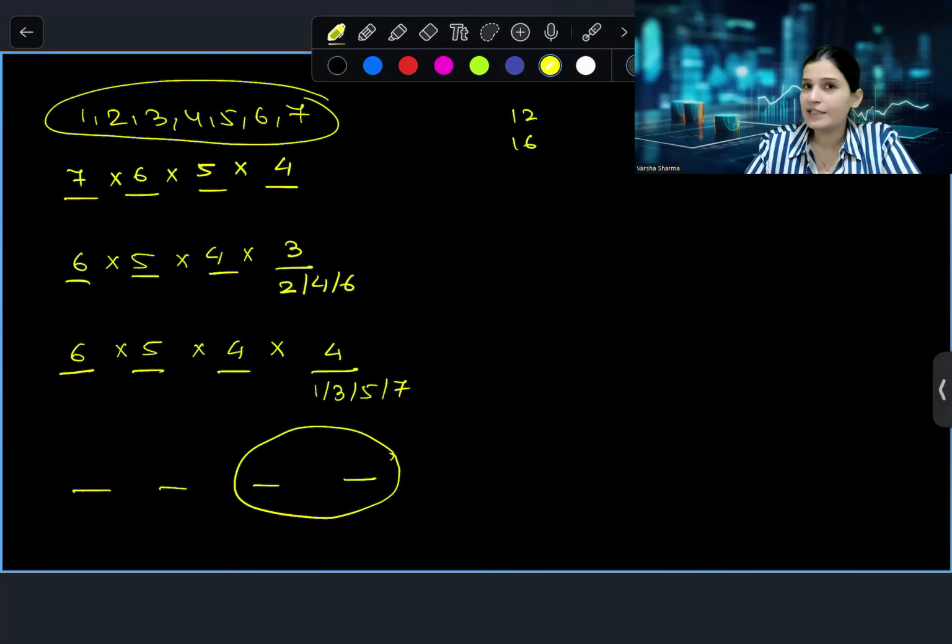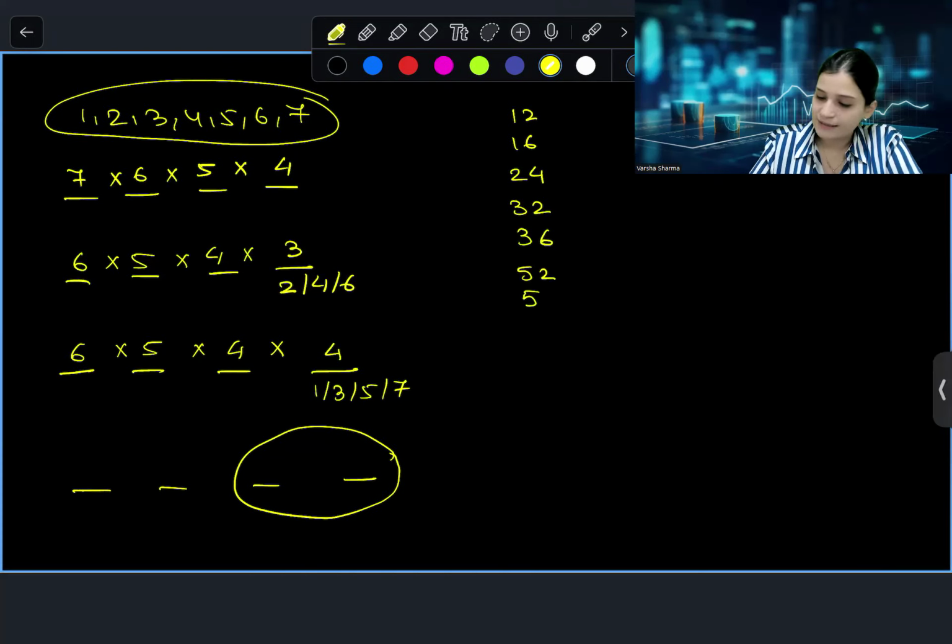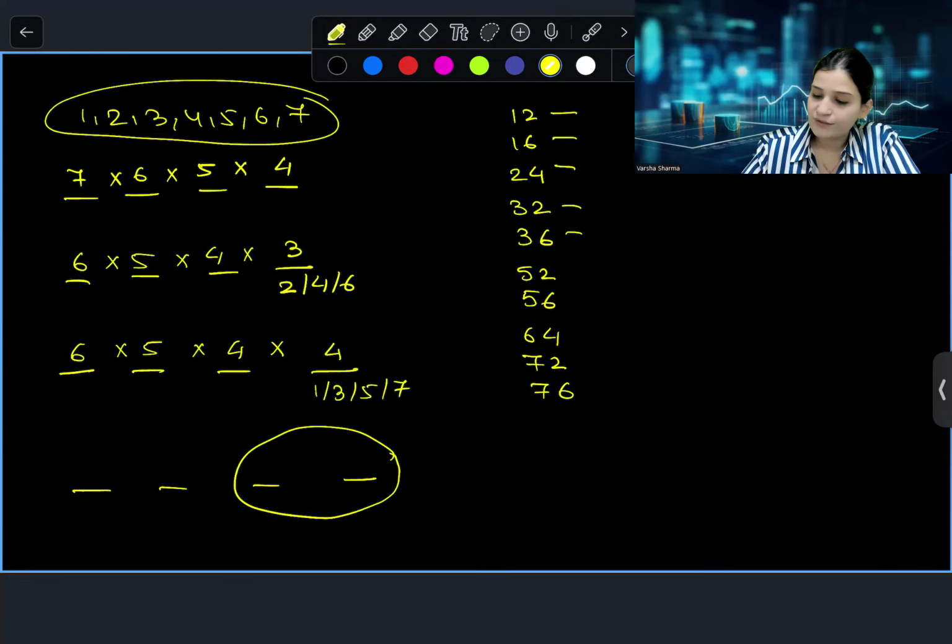Then 16, 17, no. Starts with 2: 21, no. 23, no. 24. Then 3: 32 and 36. 4, I don't have an option. Then 52 and 56. I don't have two 4s, no? Then 64, 72, and 76. So in total, 1, 2, 3, 4, 5, 6, 7, 8, 9, 10.